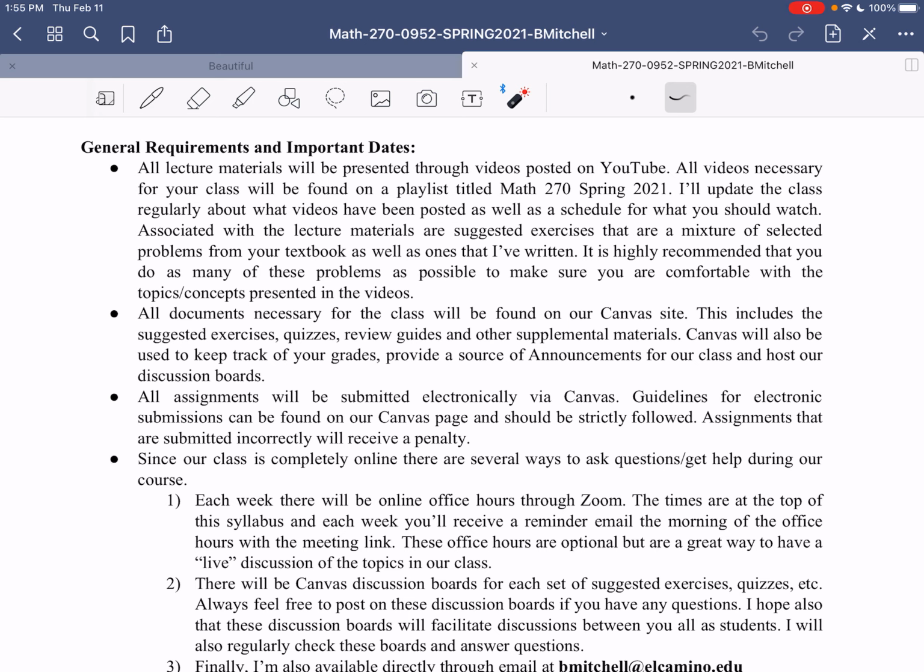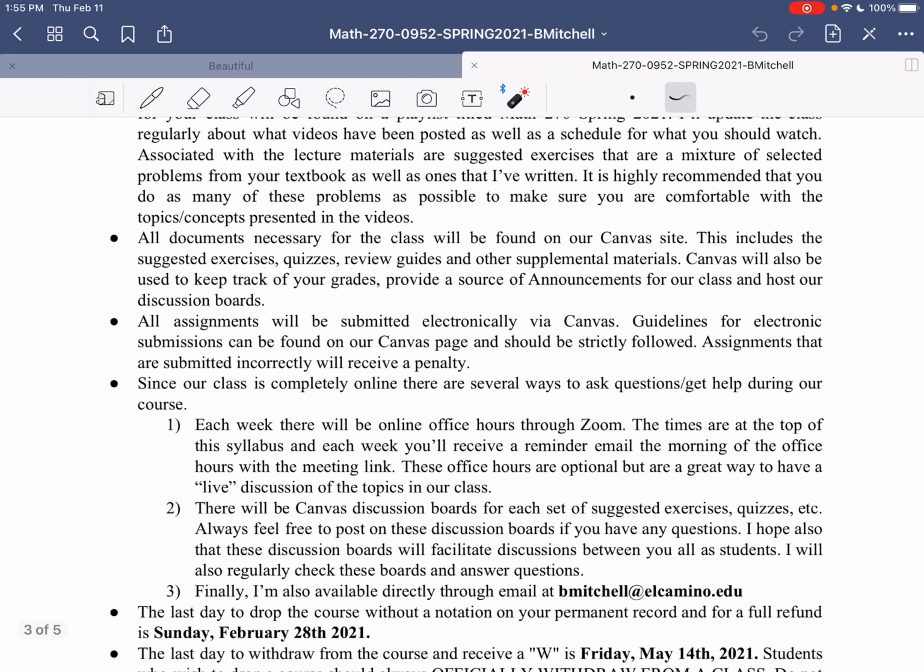Canvas will also be used to keep track of your grades and provide a source of announcements. You'll get a minimum of at least 2 announcements a week, telling you at the start of the week what you should be working on, and then a midweek reminder. And it'll also host our discussion boards. We'll talk a little bit in just a moment about those discussion boards.